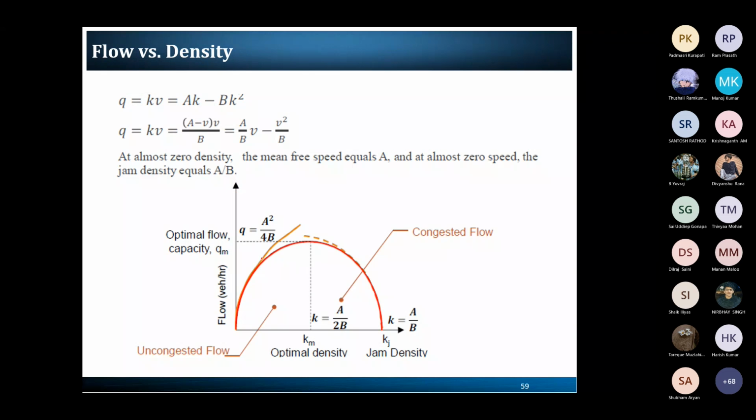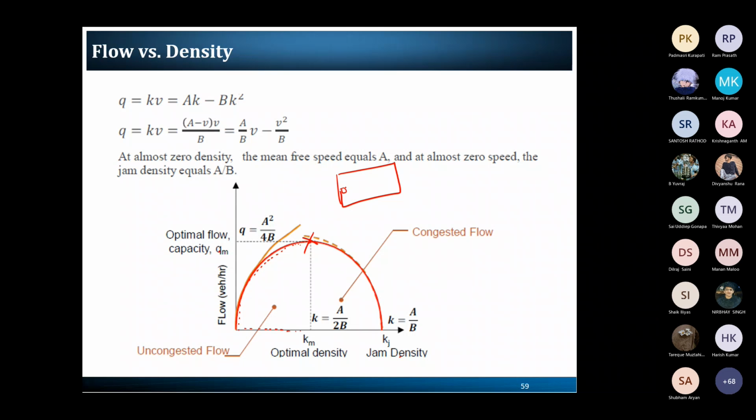At the same time, when we make the relationship between density and flow, as the density increases, the flow also goes up to some maximum level. Once it reaches the optimum, that is the capacity. So you have reached that maximum capacity.